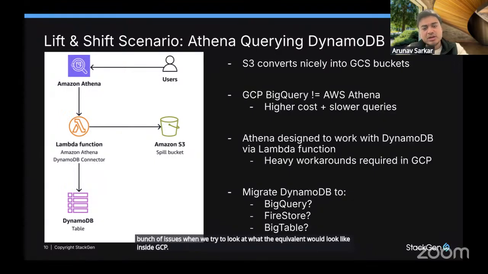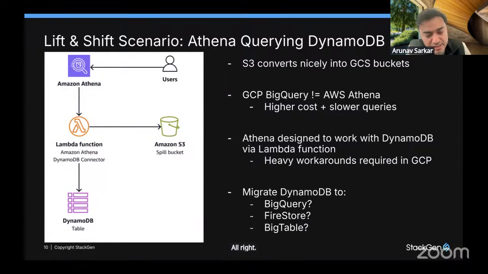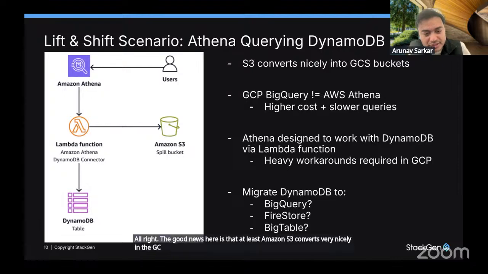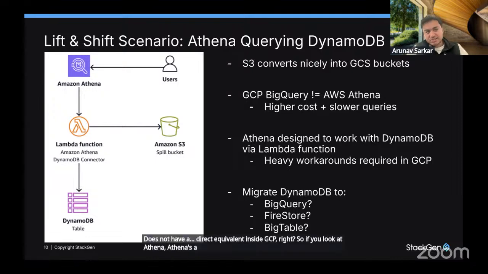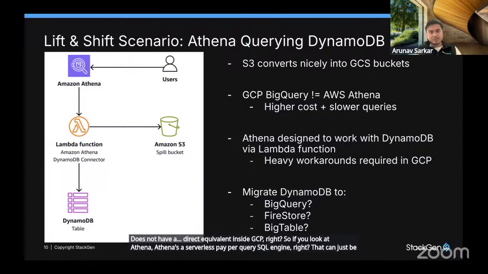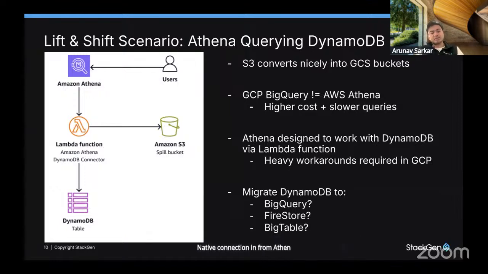All right. So the good news here is that at least Amazon S3 converts very nicely into GCS buckets. So that's always fantastic. But then it just starts going downhill from there. Amazon Athena does not have a direct equivalent inside GCP. Athena is a serverless, pay-per-query SQL engine that can be hooked up to basically any data source. And they even have a native connection from Athena into DynamoDB using Lambda functions.